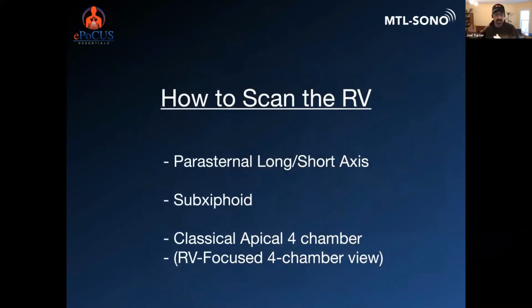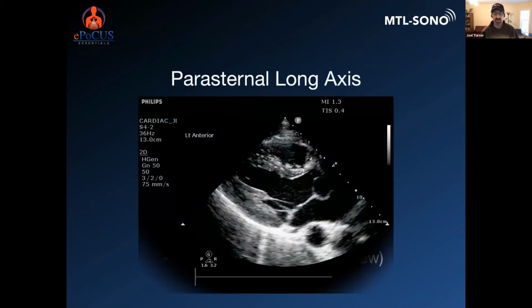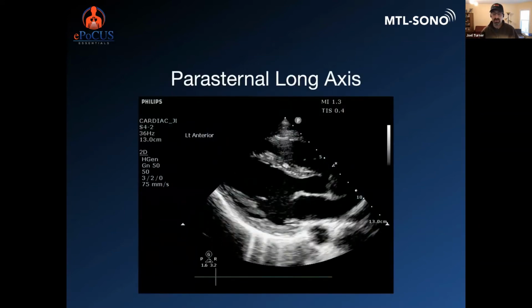So how do you scan the RV? Contrary to the left ventricle, where a lot of information can be obtained from the parasternal long axis, to look at the RV you really do need to know how to scan in all the ways that we have taught you. You need to know how to do a good parasternal long and short axis. You should, of course, already know how to do a subxiphoid. But by far and away, the best view to look at the right ventricle will be your apical 4-chamber view, and we'll talk about what that RV focused view looks like.